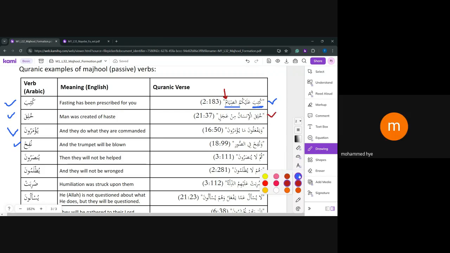Sister Mariam, next: khuliqal insanu min ajal. Khuliqa is the madi majhul and al-insan is the naib fa'il. Are you sure? Yes. If you didn't have khuliqa, what would you say? If it was khalaqa, what would you have said here? If it was khalaqal insana, what would it be?